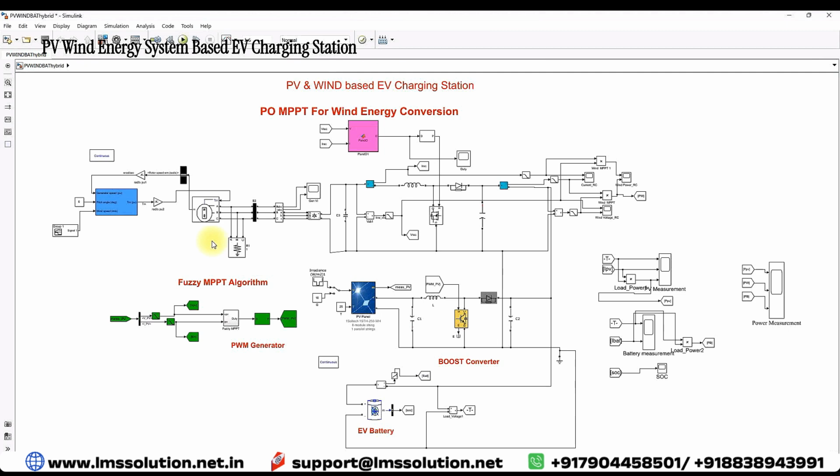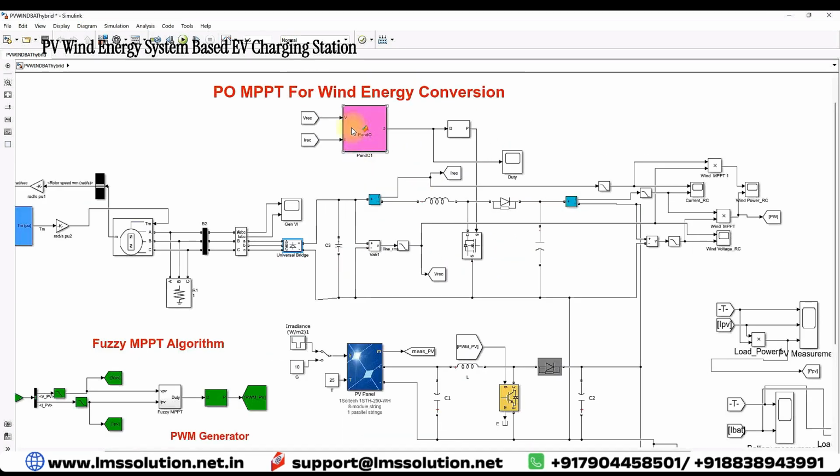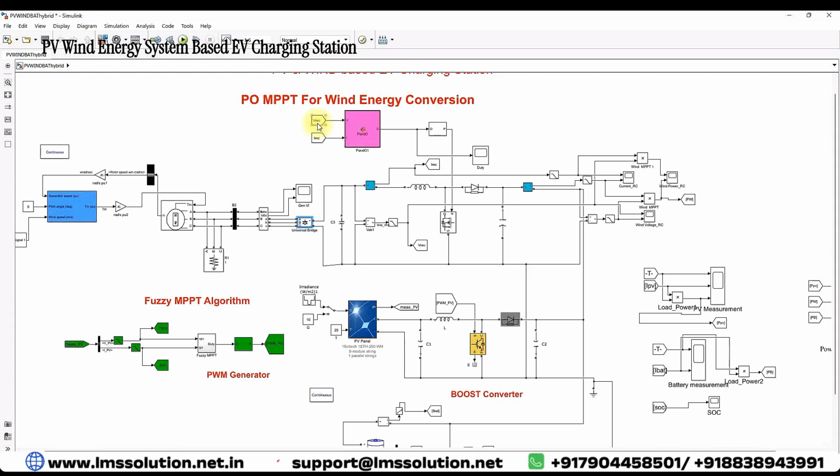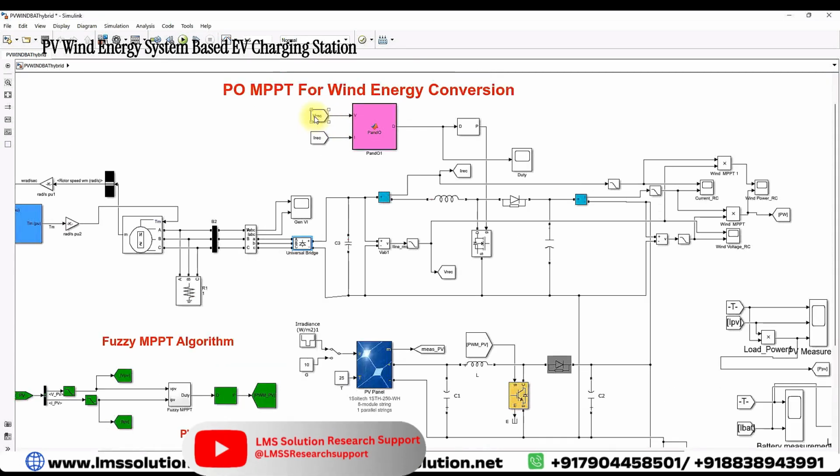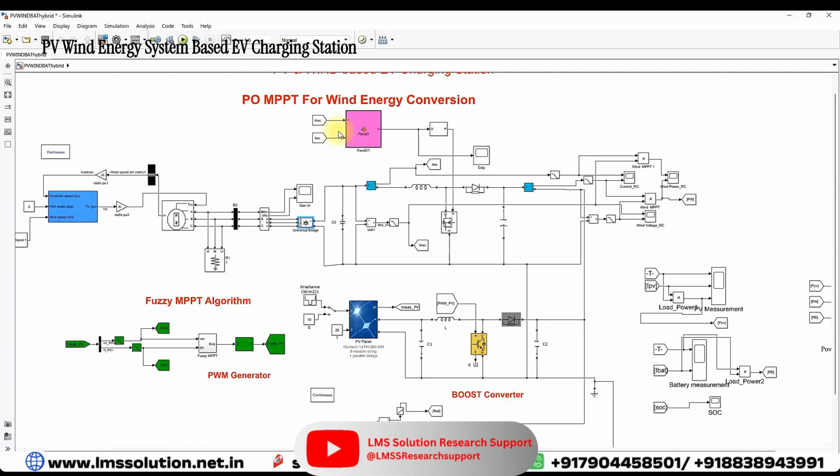Here you can see that the model consists of a wind turbine, a permanent magnet generator, a rectifier, and a boost converter. This boost converter is controlled by means of P&O MPPT. The P&O MPPT receives two inputs: rectifier voltage and rectifier current, which are then processed via the P&O MPPT.